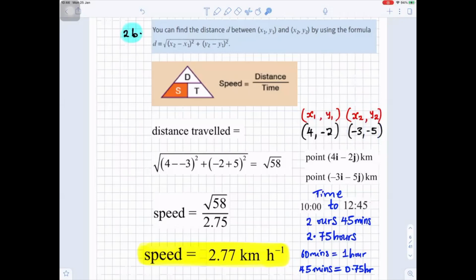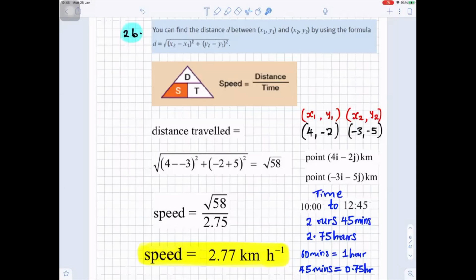If you substitute those in the formula, x2, x1, y2, y1, you will get a distance of square root of 58. And the time starts at 10 o'clock and gets up to 12:45. So the time is given by 12:45 minus 10 o'clock, 2 hours 45 minutes.